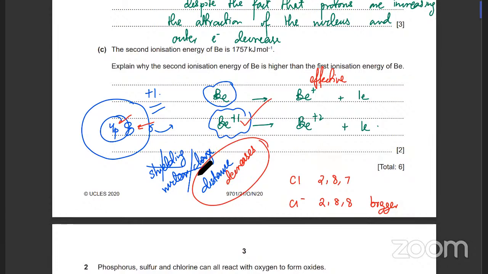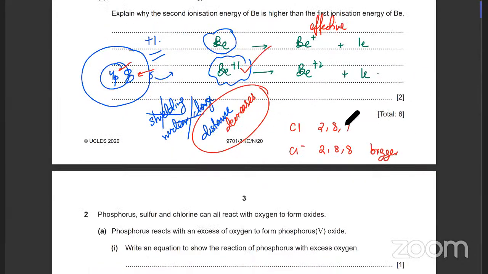So just remember, if everything is the same and something is forming a positive ion, the size becomes smaller. When you have a negative ion, the size of the atom actually becomes bigger. So that would be your factor. One factor would be the effective nuclear charge, or the attraction, decreasing or increasing, and the other factor would be distance. Is this clear?